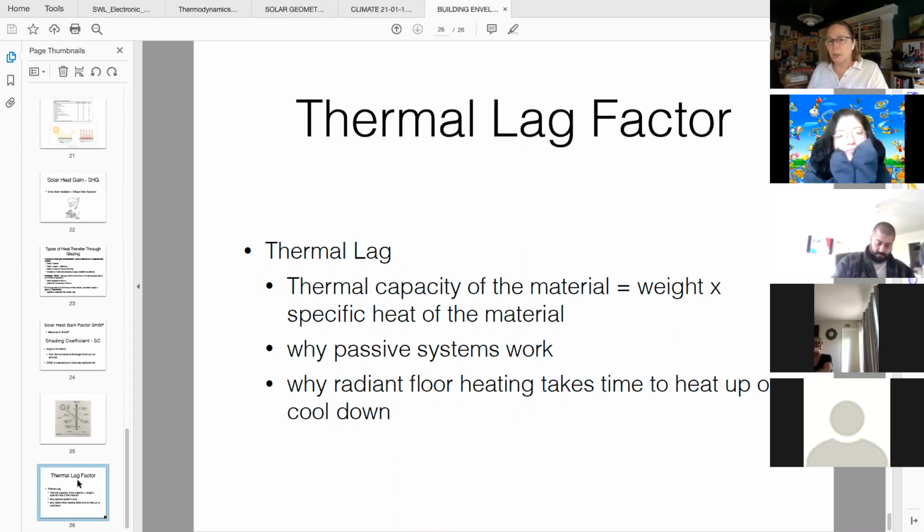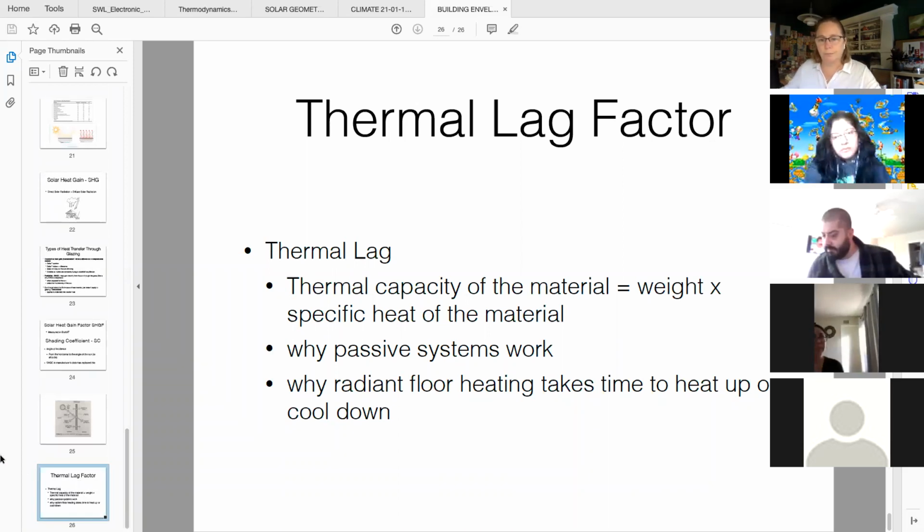The book has a pretty good description on this too. So we will be picking it back up here with a couple more concepts on Friday about how our building envelope works. And I think that's about it for today. Do you guys have any questions?